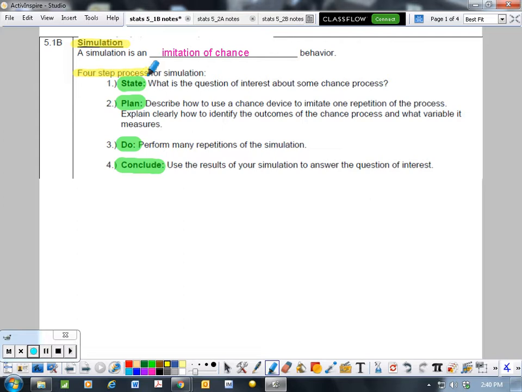Then you're actually going to go ahead and do the repetition of the simulation. You'll do many, many of those repetitions, and that's where you're going to show your results. And then, after you're done with your simulation, what are the results? What does it tell you? What did you learn from that?